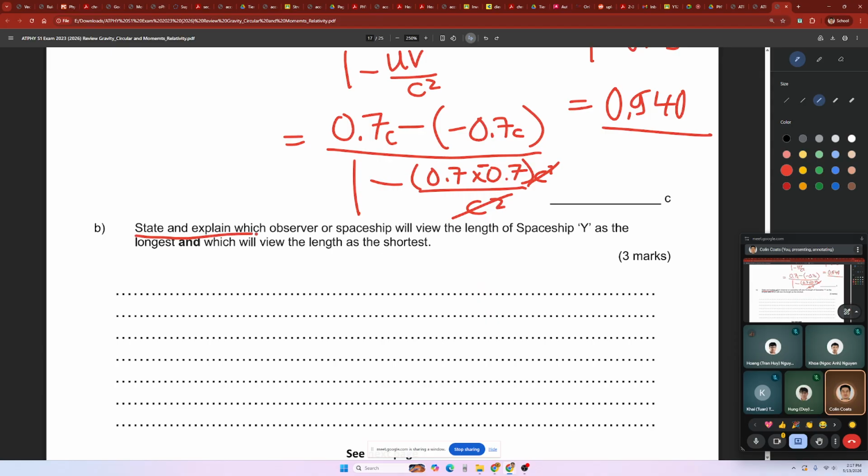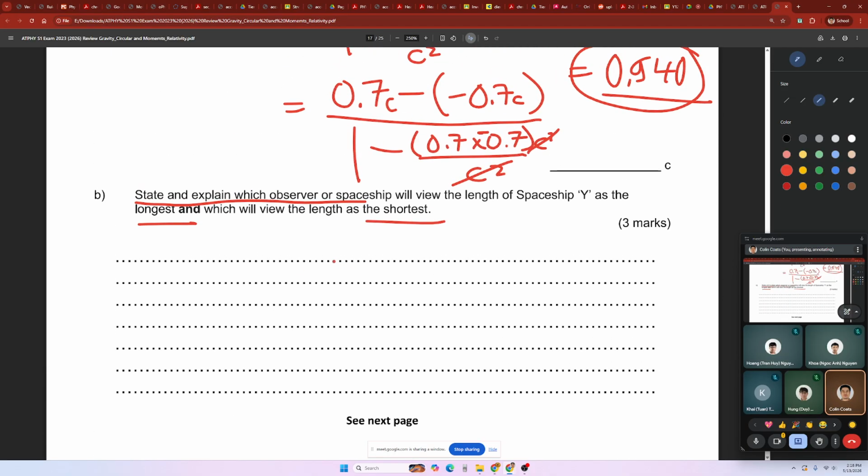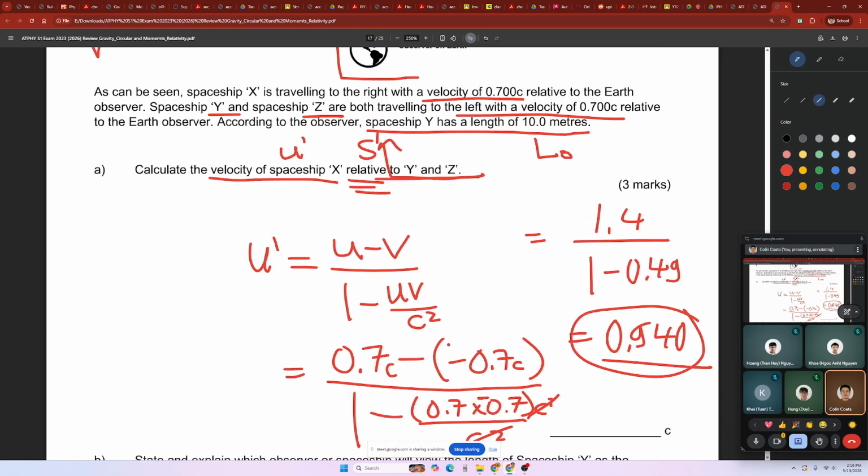Okay, state and explain which observer or spaceship will view spaceship Y as the longest and which will view the length as the shortest. So who will see Y as the longest? Who will see Y as the shortest? Okay, don't forget, also your answers should be 3 significant figures. Okay, so this one, we gotta say, well, let's see.